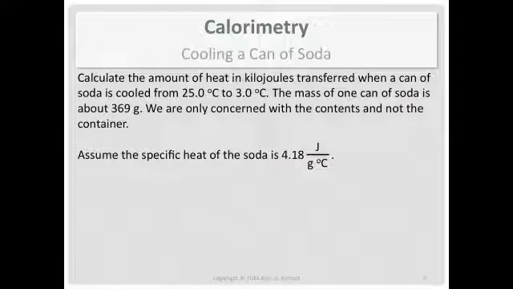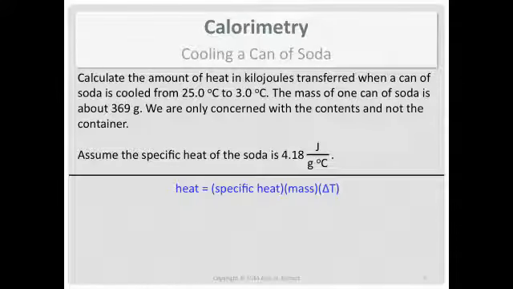We are going to cool down a can of soda. Now, when you see this kind of information, we've got temperatures, we have the mass, we have to calculate the heat, and we're given the specific heat. This is what I think of initially. There's the relationship that puts all of that information together.